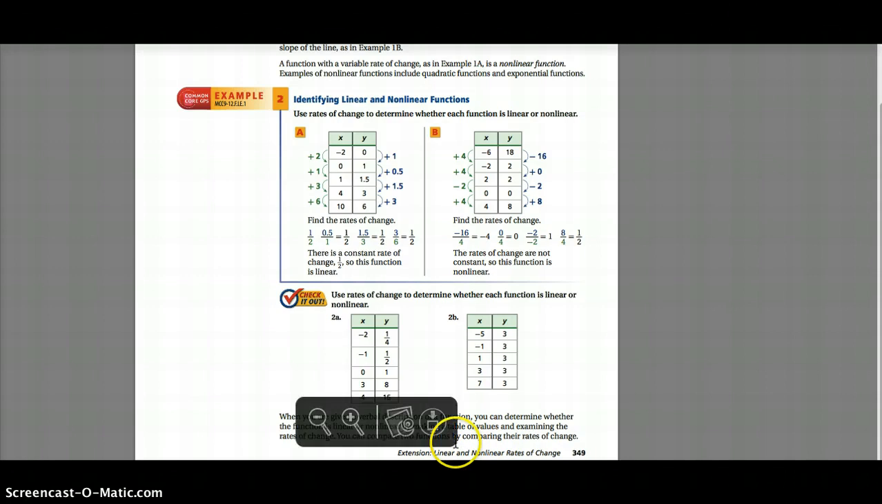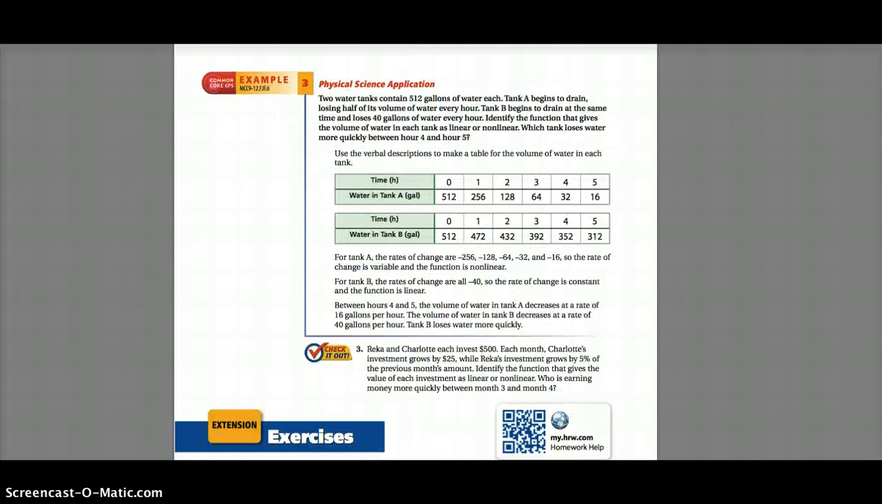So remember, if you're given a verbal description of a function, you can determine whether the function is linear or nonlinear by making a table of those values and then examine the rate of change. So you could be given a table, you could be given a graph, or you could be given a verbal description.